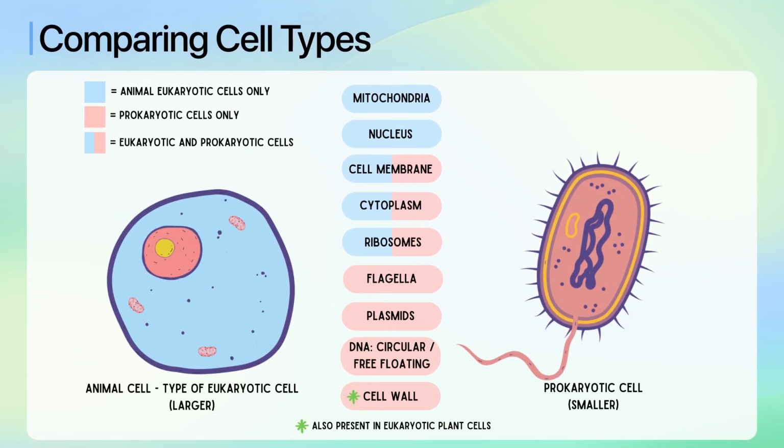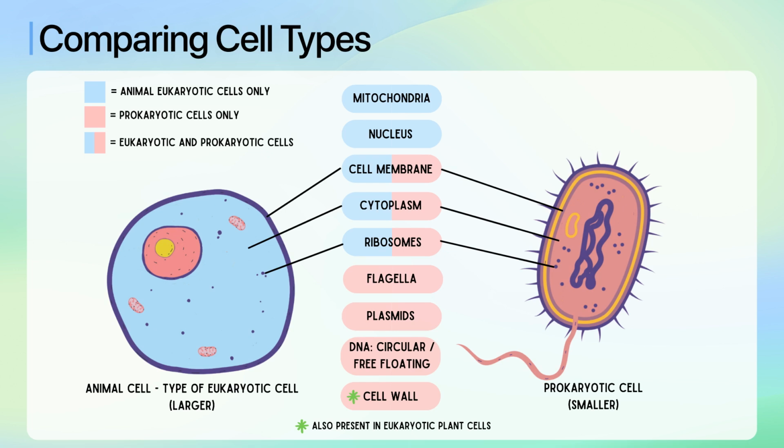Now that we have a good understanding of prokaryotic and eukaryotic cells, let's discuss some of the key similarities and differences between them. First, both have a cell membrane that regulates the movement of substances in and out of the cell. Both also contain cytoplasm where cellular processes occur. Both also have ribosomes to synthesize proteins. And both contain genetic material, DNA, though they are organized differently.